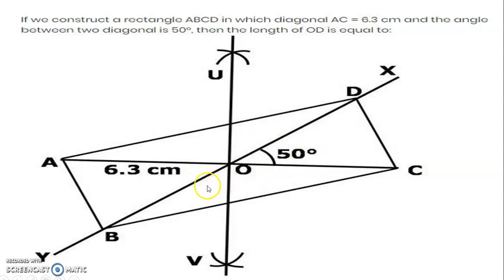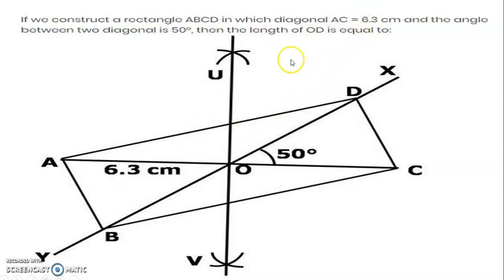Another property of this rectangle is that both the diagonals bisect each other. See, this diagonal AC and BD cut each other into equal halves. That's what it means by bisecting. So OD is half of 6.3. So you divide it by 2 and get the answer.